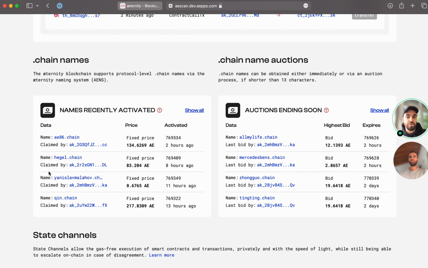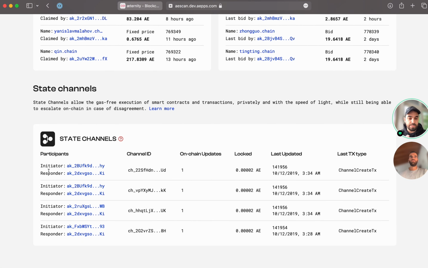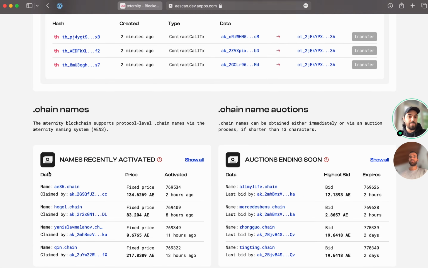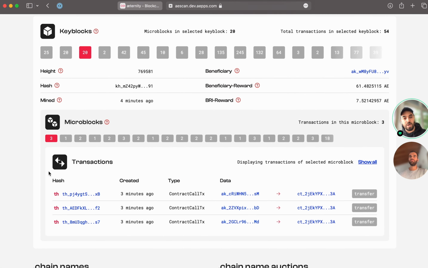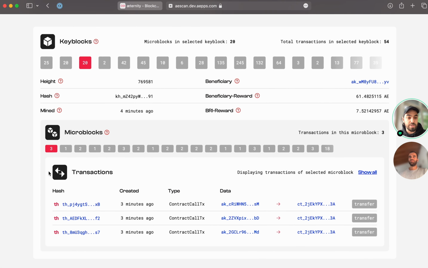And then furthermore, you can also go and explore information on the AENS system names, as well as their auctions that are happening right now. And then information about state channels. This is basically the freshest, latest information that happened on load. And yeah, now Michele can tell you a little bit more about how to find specific information. You want to take over?